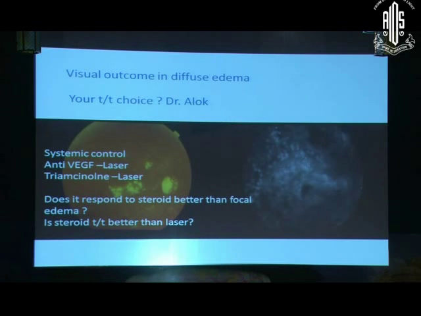Shobit? I'm a little more aggressive, I combine both. I give a steroid implant along with anti-VEGF at the first go, or I give an anti-VEGF and follow it up with a steroid implant to have a sustained effect. All right, your first choice will be steroid.